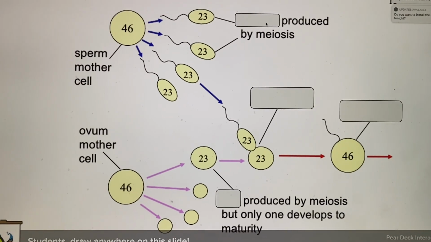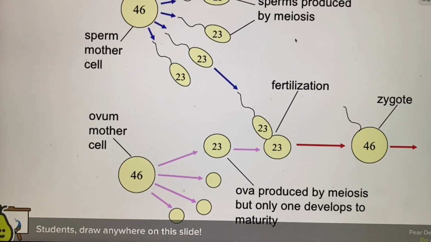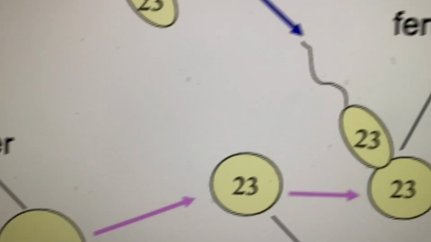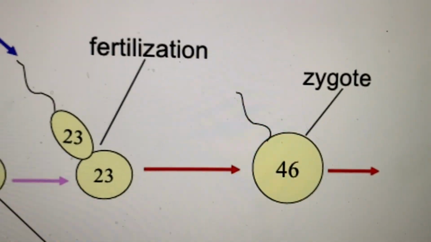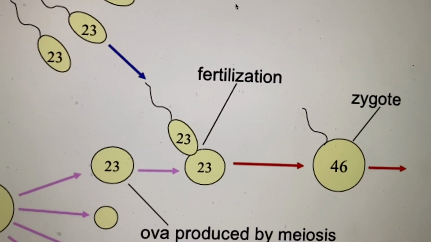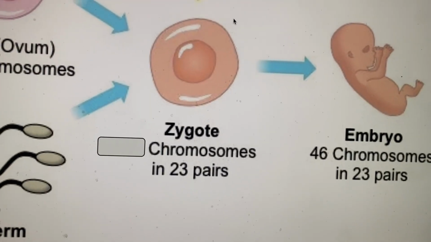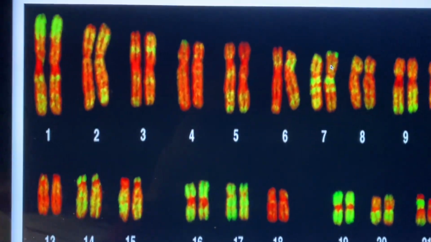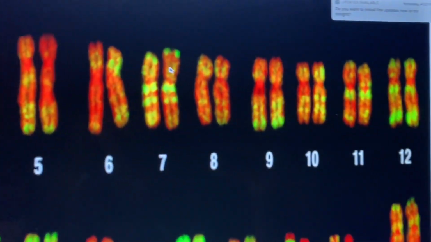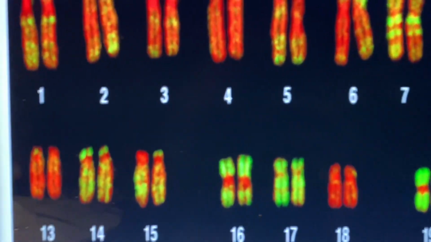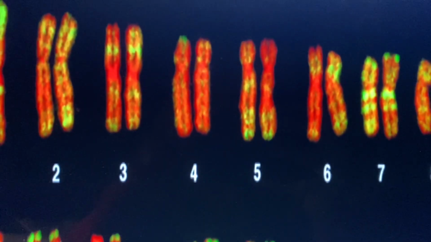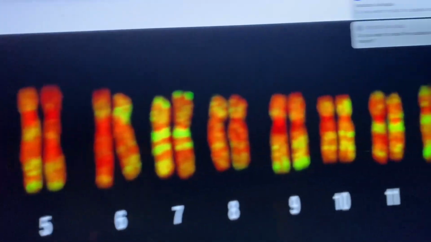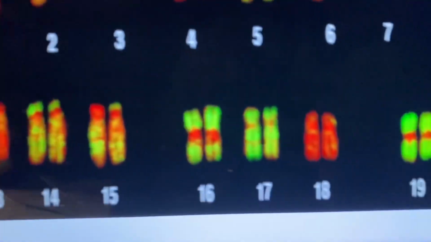So humans have, of course, 23 chromosomes from dad in a sperm cell, 23 from mom in her egg cell. Egg is fertilized, we get a zygote that has the full 46. And when we look at chromosomes under a microscope, right, we get what we call a karyotype. And that's what we're going to spend today talking about. A karyotype is just basically a picture of the chromosomes. And the reason it's used is to see if there's any interesting genetic effects or defects or mutations.